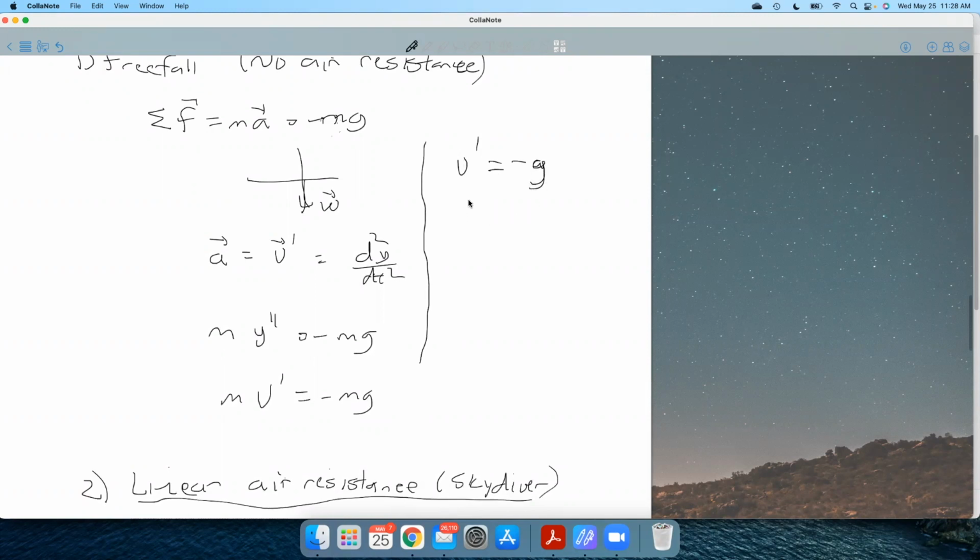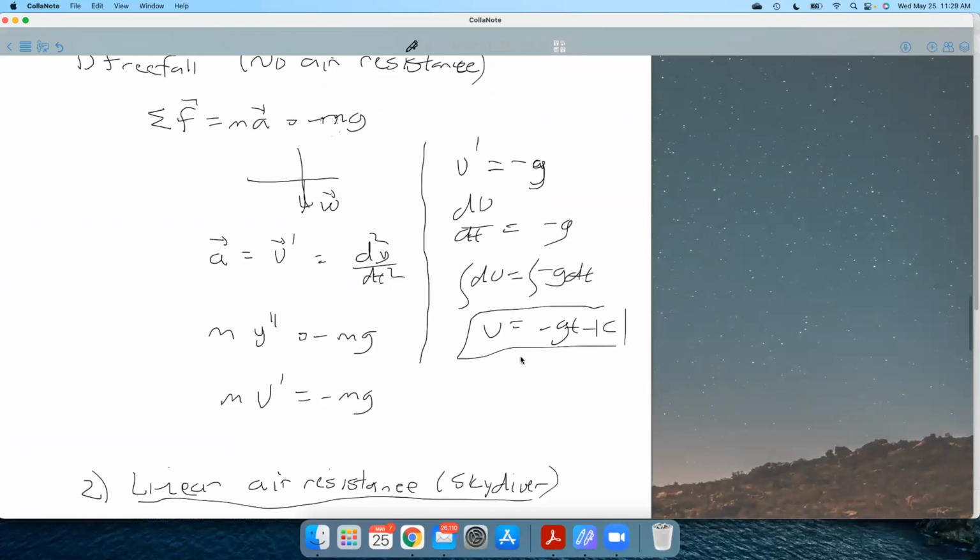That's separable. Honestly, if you handed me this, I would think of this as dv/dt equals negative g. dv is negative g dt. Integrate both sides. v equals negative gt plus c. Right, that's the easy way to solve it.